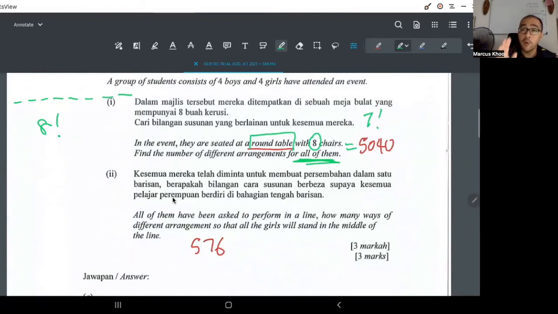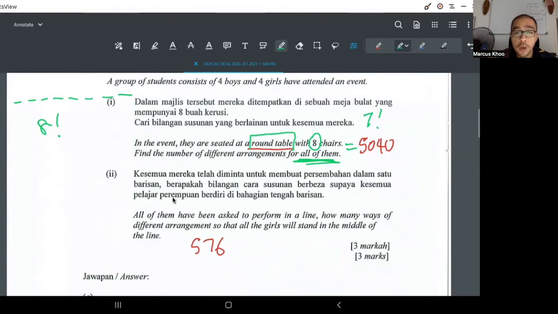So be very aware of how you are arranging them if it is a permutation question. If it is a round table, the number of seats you have minus 1, then you factorial. But if you're arranging them in a straight line, then it's just 8 factorial. If there are 8 chairs, 8 factorial. So very special case for round table. Round table, we have to minus 1, and then after that only we factorial it.